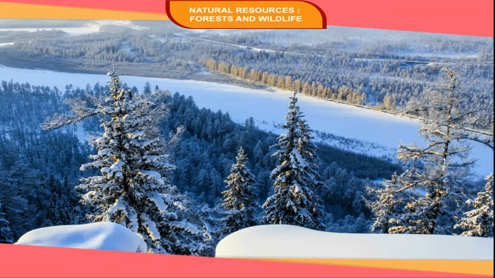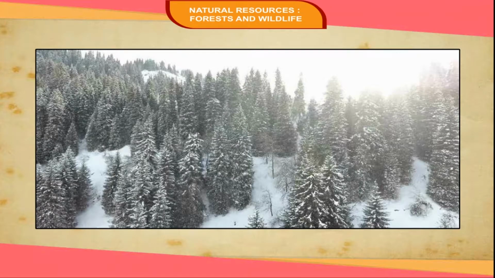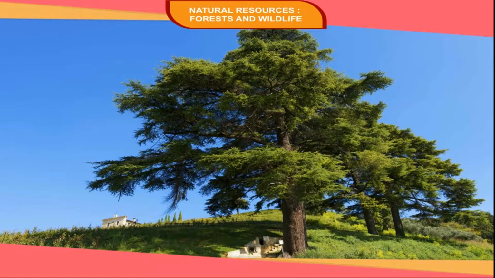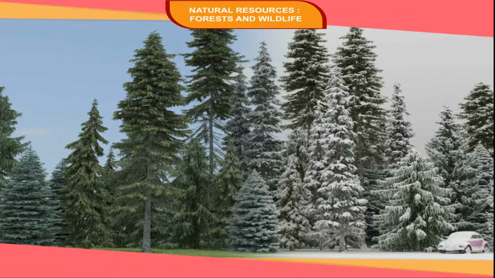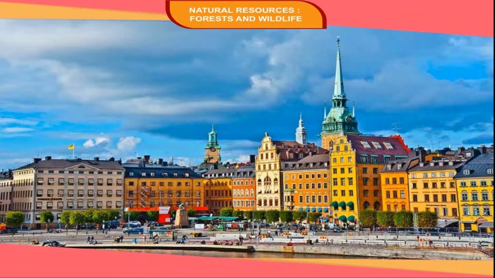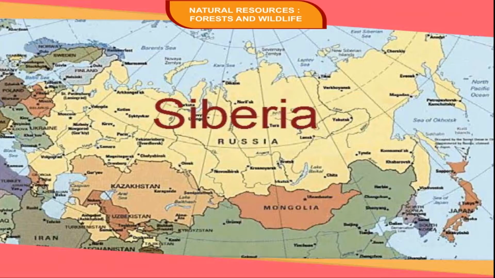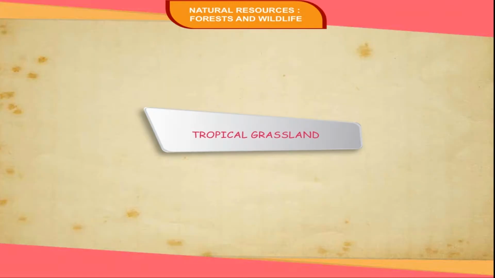Coniferous forests. These forests are found in very cold climate. Trees are tall and straight and are conical in shape. They are softwood trees suitable for paper making. The main species of plants are cedar, spruce, pine, and fir. The main regions where they grow are Sweden, Norway, Russia, Siberia, etc.